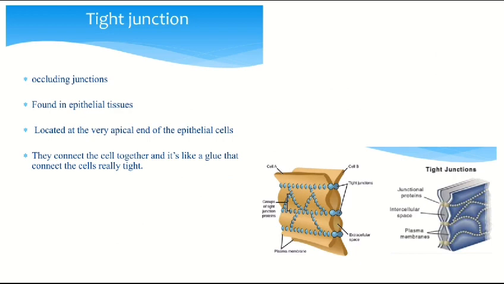Tight junction. Occluding junctions are also called tight junctions. They are found in the epithelial tissues. They are located at the very apical end of epithelial cells. They connect the cells together, and it's like a glue that connects the cells in a tight manner.